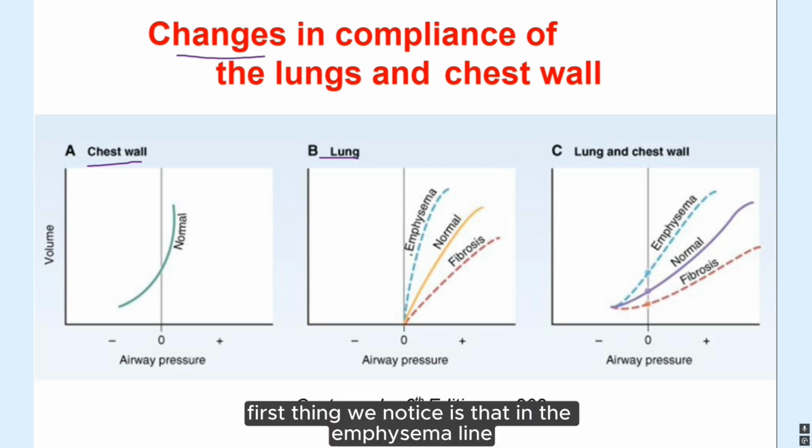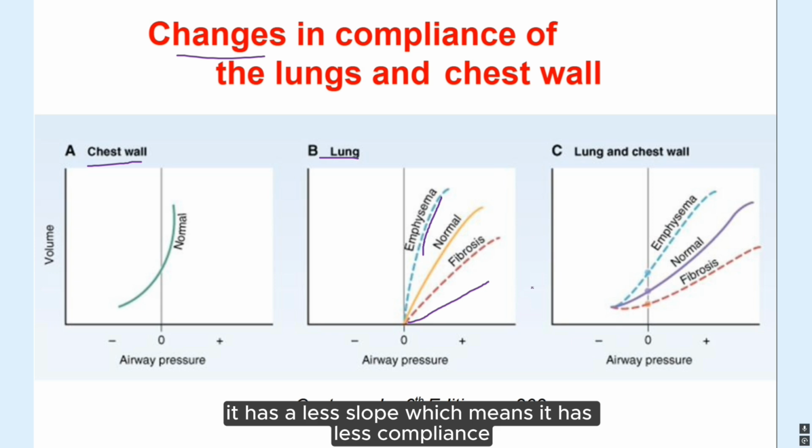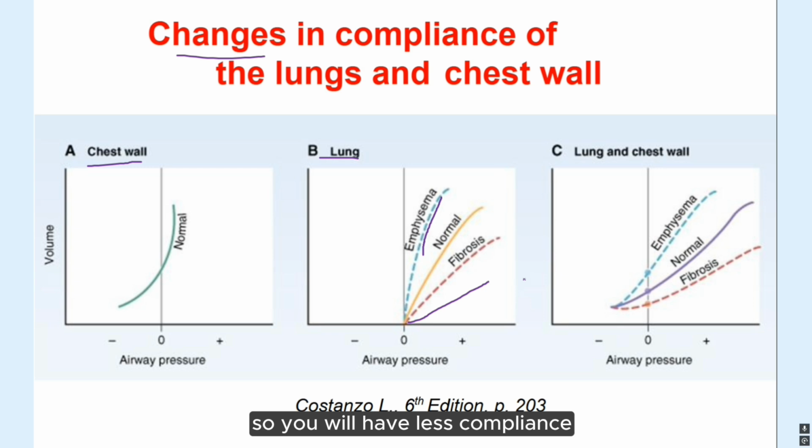First thing we notice is that in the emphysema line, the line is actually more steep. It has a higher slope, which means it has a higher compliance, which makes sense because emphysema destroys the elastic fibers in the lungs, which reduces elastic recoil and makes our lungs easier to stretch, more floppy. But in fibrosis, we see the opposite. The line is actually less steep. It has a lower slope, which means it has less compliance. The reason is because in fibrosis, we have scar tissue. Scar tissue does not expand as much as normal tissue, so you will have less compliance.